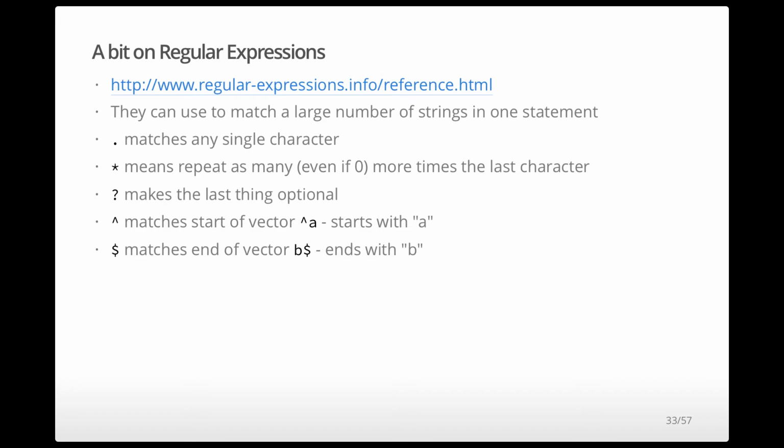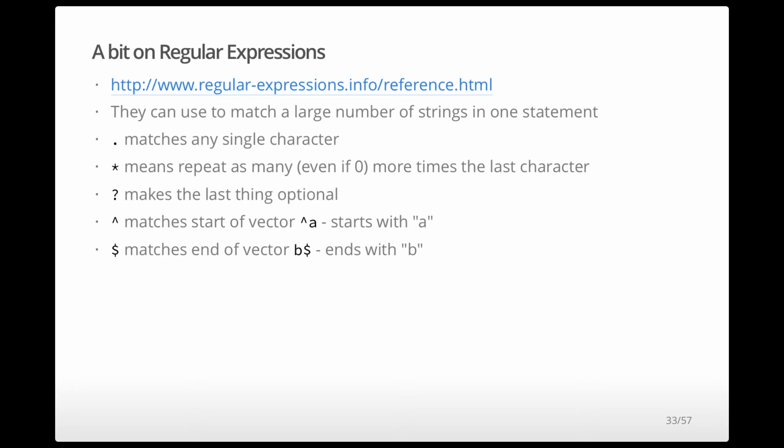These are the most important operators, more or less, that you have to know. So a period matches any single character. A space, the number 5, a letter, uppercase, lowercase, doesn't matter. Star, the asterisk, means repeat the last character as many times as needed, even if it's 0.